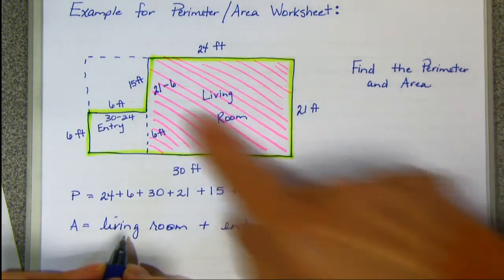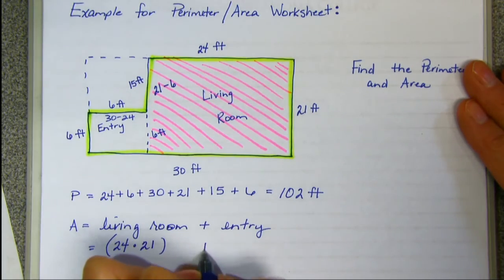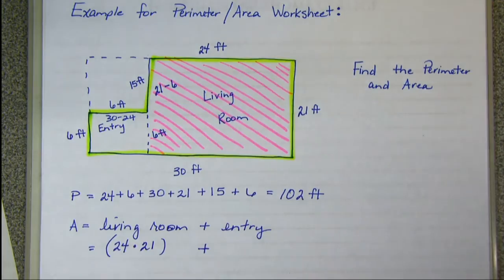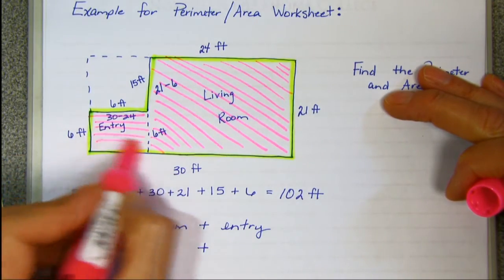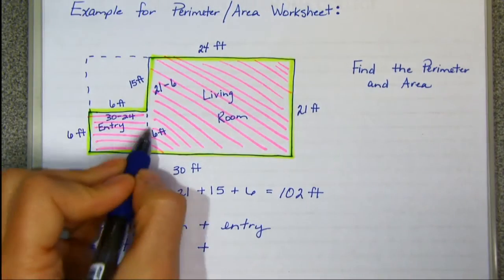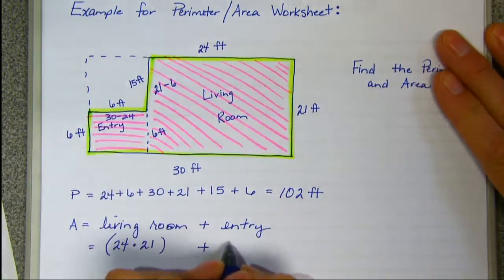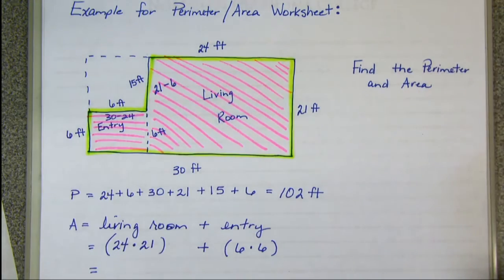Okay, living room, 24. So that would be 24 times 21. That's the living room. And I'm going to now add that to the area of the entryway, which is length times width, 6 times 6. I have no idea what 24 times 21 is.